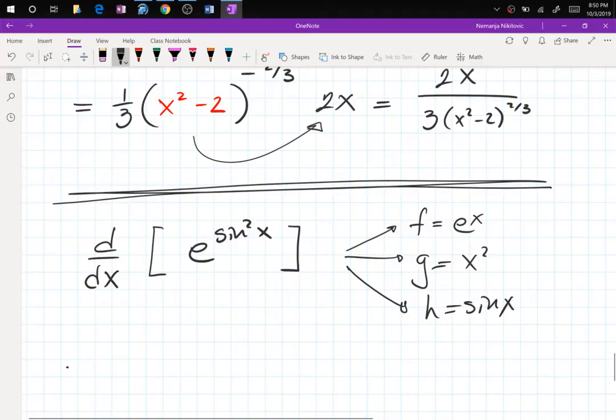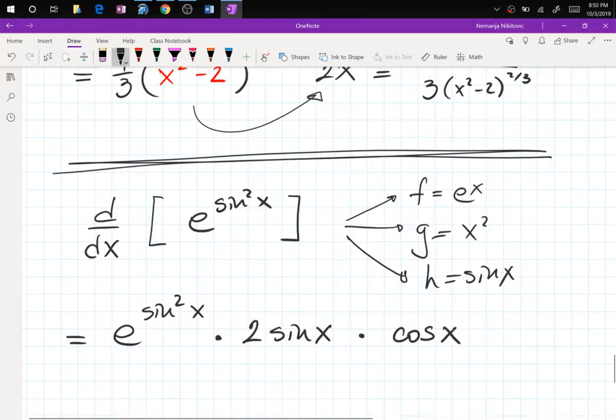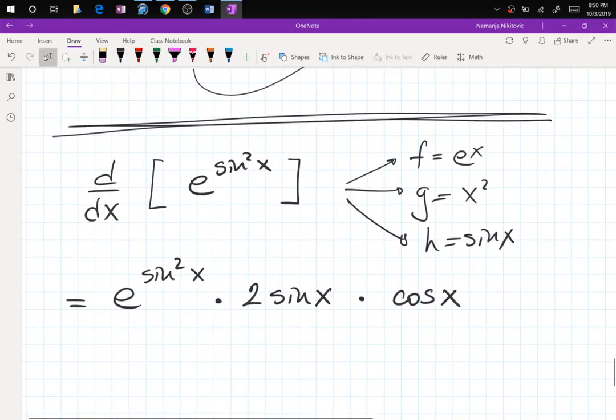So the derivative is e, it always stays the same. So Control C, Control V. Times the derivative of x squared, which is going to be 2 sine x to the first power, and then times the derivative of sine, which is cosine x. What's 2 sine x cosine x? That's where it reflects a little bit, right? Gives us e to the sine squared x times sine 2x. Or you can put sine first, e later, whatever.